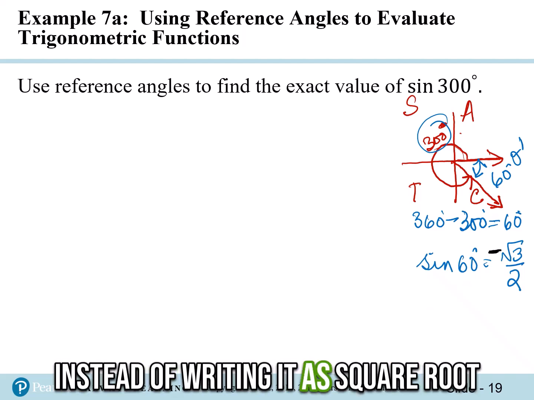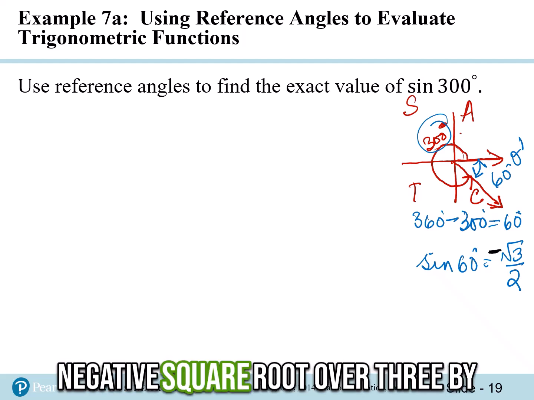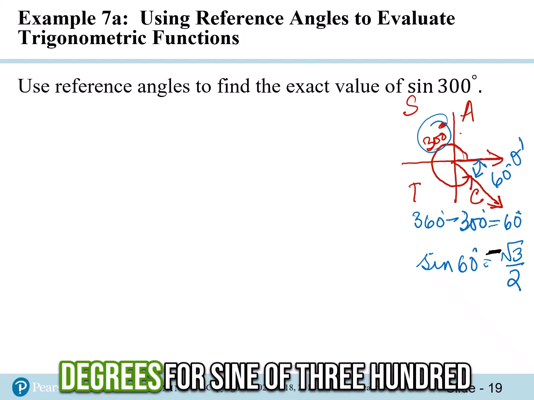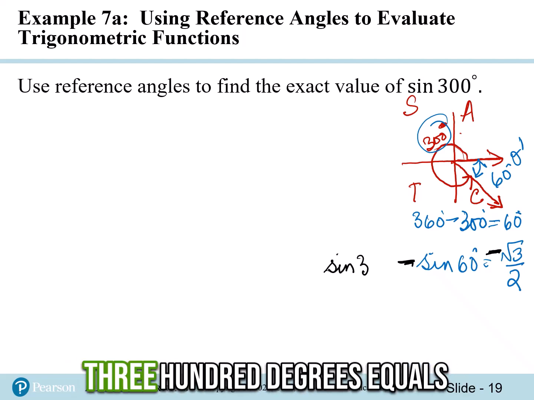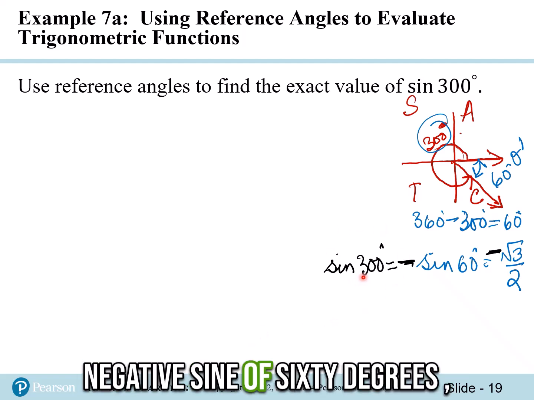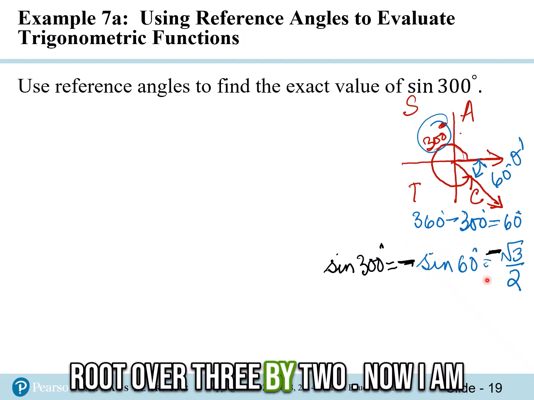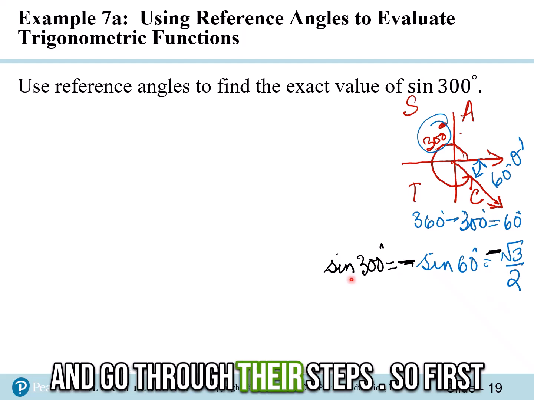Instead of writing it as square root over 3 by 2, it's going to be negative square root over 3 by 2. So it's negative sine of 60 degrees for sine of 300 degrees. So essentially, sine of 300 degrees equals negative sine of 60 degrees, which is equal to negative square root over 3 by 2. Now I'm going to pull up the solutions here and go through their steps.